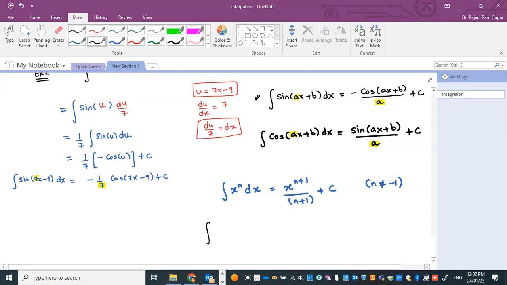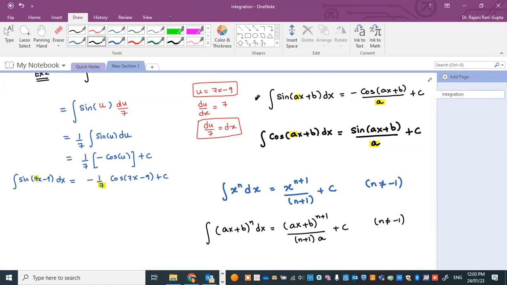So the modified or advanced rule for this will become, in place of x, suppose you have ax plus b to the power n dx. So you don't need to work by integration by substitution. Instead, you can use this rule directly, provided you substitute it directly. Okay, so ax plus b to the power n plus 1 over n plus 1, and it gets multiplied with a, the coefficient of x, plus c. Again, this rule is valid for n not equal to minus 1. Okay, so it is with a that comes here. So this is how we work with these rules.